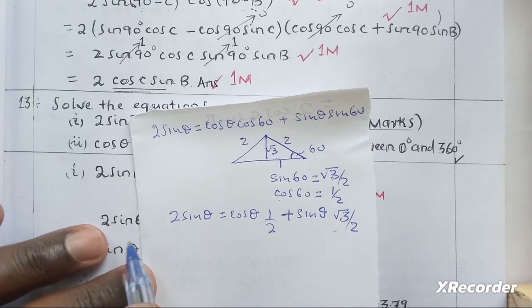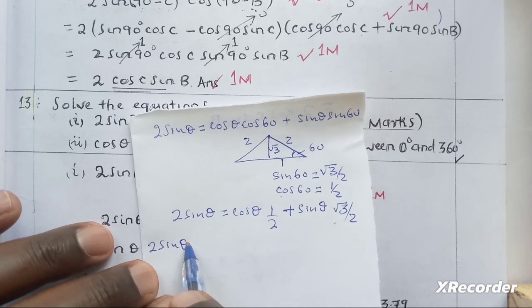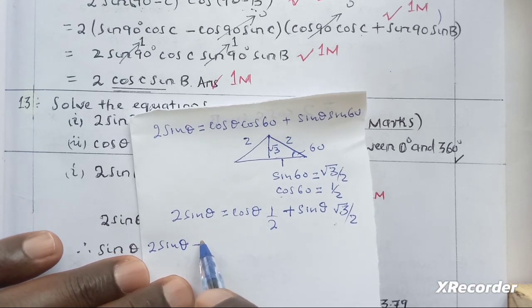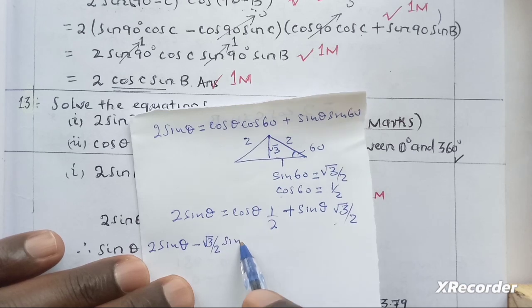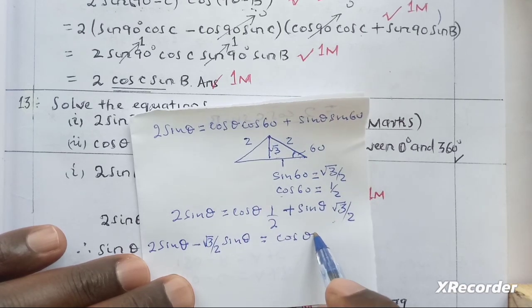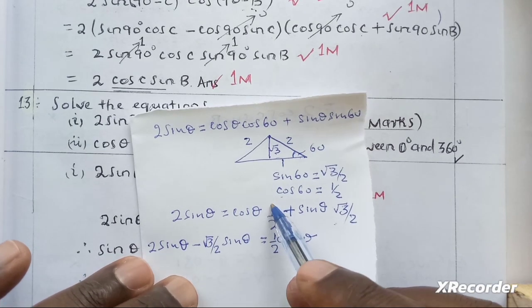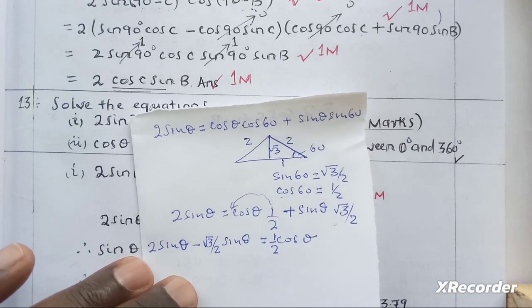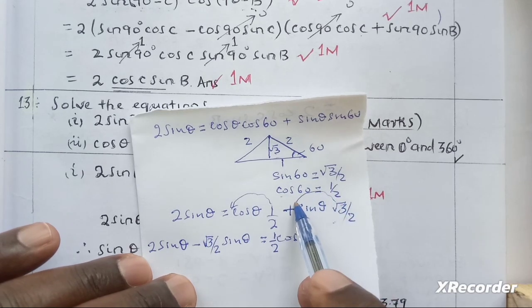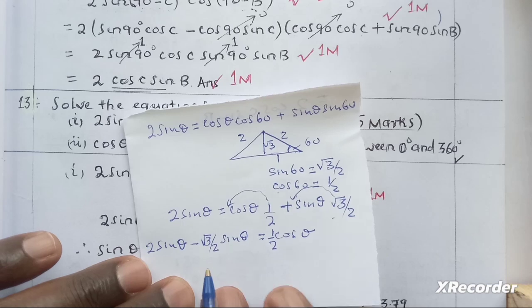So this one will be 2 sin theta minus root 3 all over 2 sin theta equals cos theta, and we have a half there. We are supposed to put a half in front there, and this one is supposed to be put in front so that you don't confuse and think it's theta times a half.